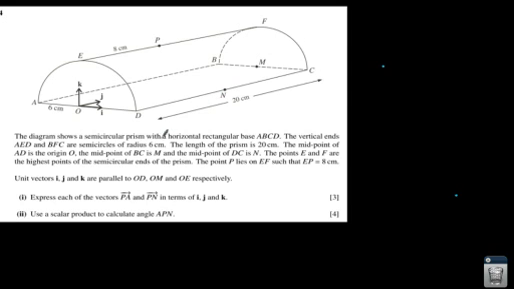Alright, so this is a problem on vectors. This is from a Cambridge exam in 2008.